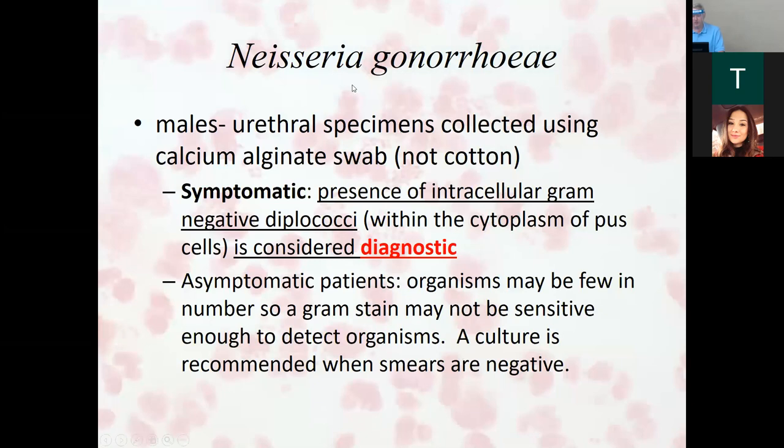Males, the urethral specimen is collected using a calcium alginate swab, not cotton. And this is the caution of the day. We've gotten so many of these little CLIA waived kits around now. Be careful that you know exactly what you're collecting with, because the kits are designed to collect with certain things and not just a cotton swab that we happen to find in a jar in the exam room, okay? It may work, it should work, but sometimes we're asked to use different swabs. And this one for the male urethral specimen is a calcium alginate swab, not cotton.